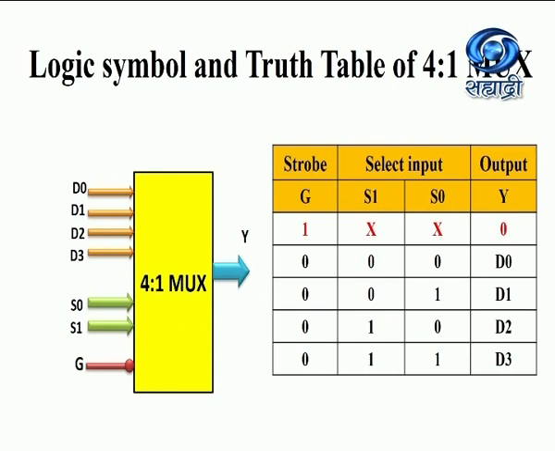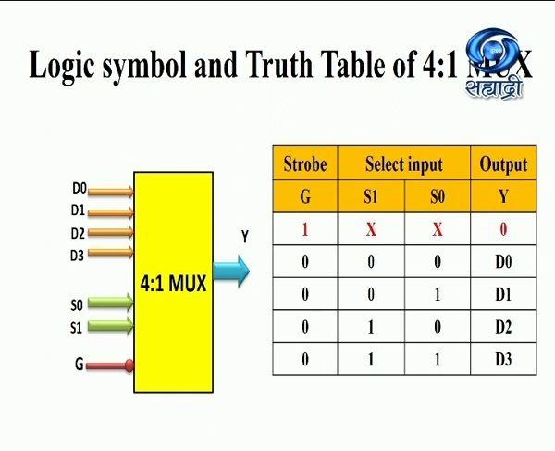So let's see the truth table and the logic symbol of 4:1 MUX. If you observe the logic symbol, then we have D0, D1, D2, D3 as data inputs, 4-bit data, and S0, S1 as 2 raised to m is equal to n. So we have 2 raised to 2 is equal to 4. So we have select lines, 2 select lines, S0 and S1. And there is one enable input, active low, also connected to this MUX.